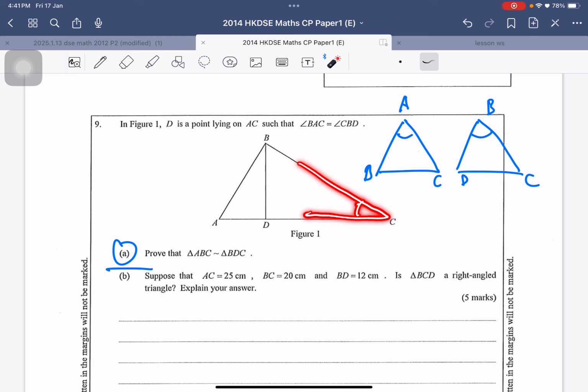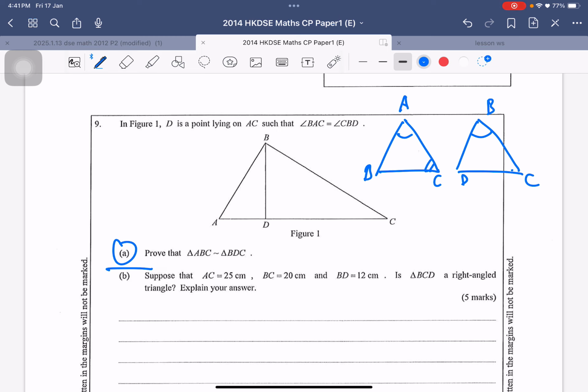Adjacent. What's the name of this angle? BCD. CBD. BCD, okay? This is the angle BCD. BCD is here, isn't it? BCD is here. So it's actually the same angle as ACB. They're the same angle, isn't it? So we can say these two angles are actually the same.